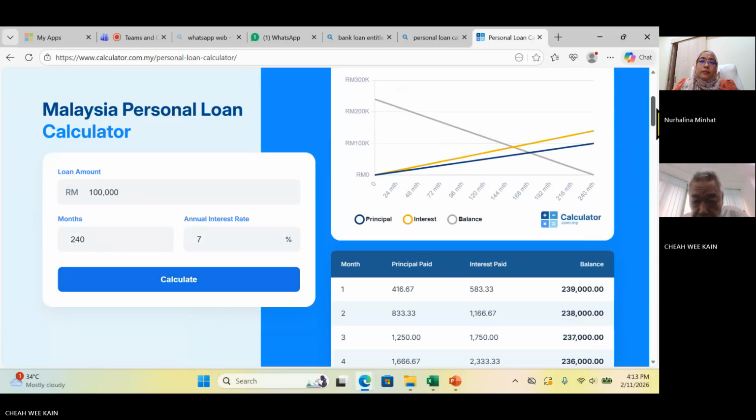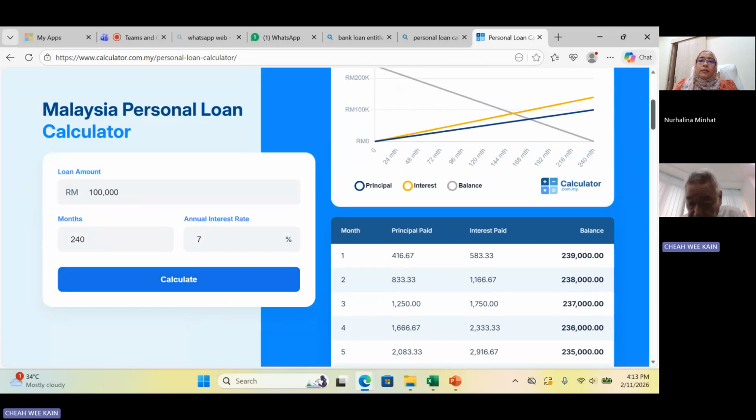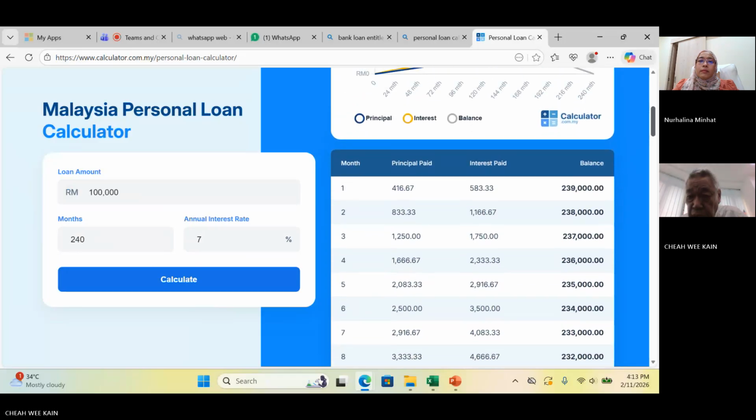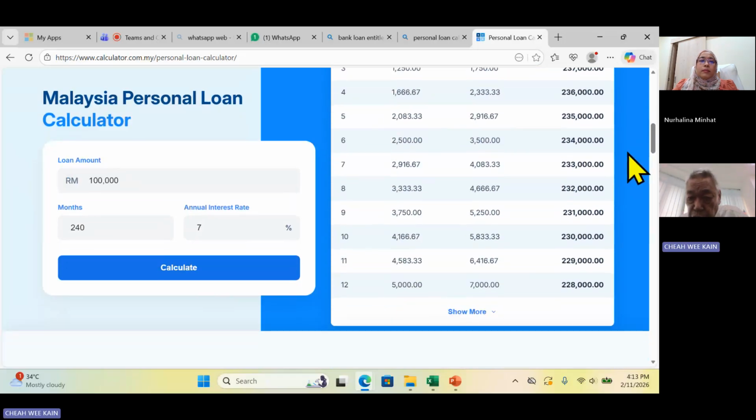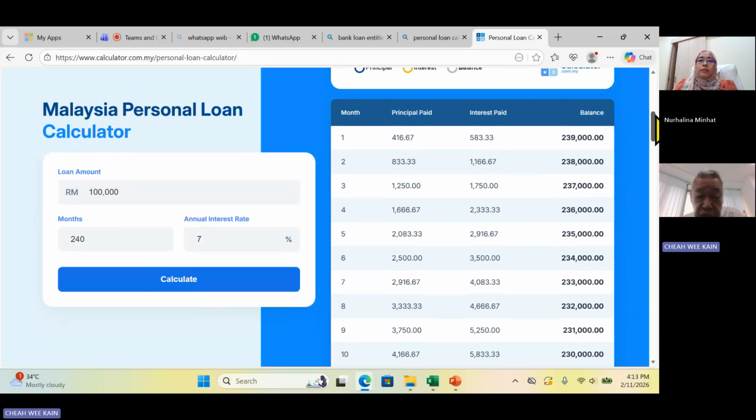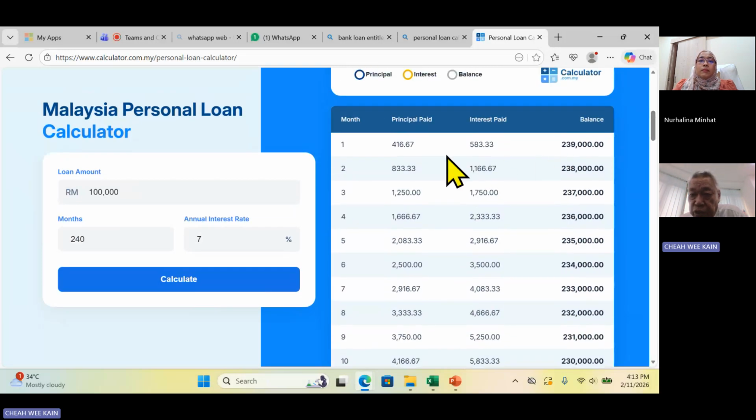So you will need to pay. That's how they actually start from 200 over K you have to pay, because it's the interest plus the principal amount. So let's say, for example, this is the balance, about 239K, and you pay this one. So it's about 240K. In other words, if you want to borrow 100K, you actually have to pay the bank 240K. That means the interest is 140K.